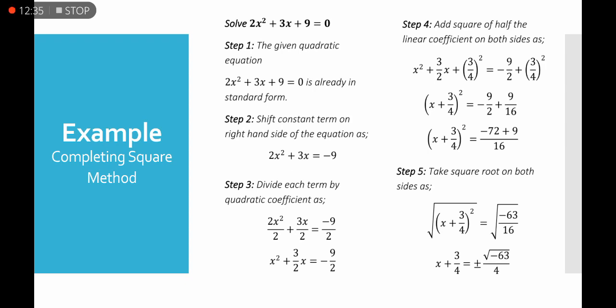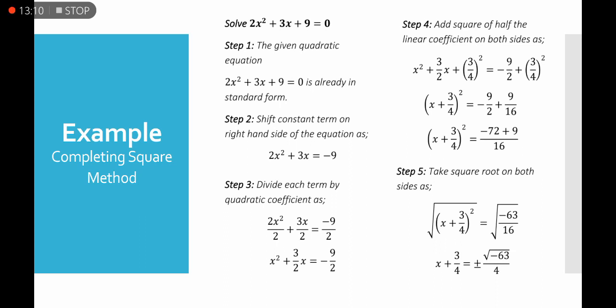Example: completing square method. Solve 2x square plus 3x plus 9 is equal to 0. Step 1. The given quadratic equation 2x square plus 3x plus 9 is equal to 0 is already in standard form. Step 2. Shift constant term on right hand side of the equation as 2x square plus 3x is equal to minus 9.